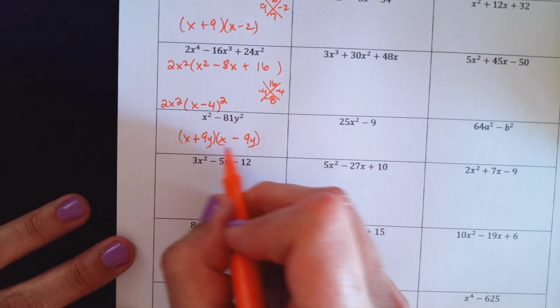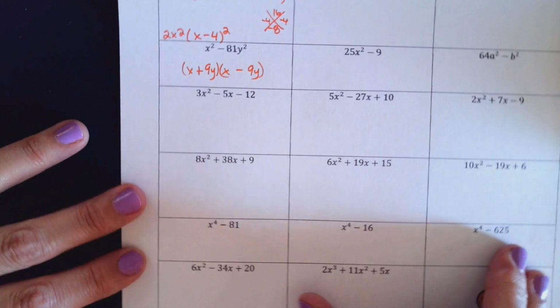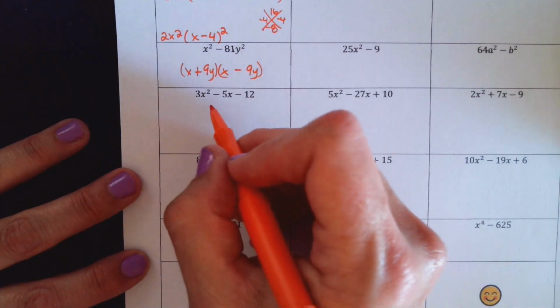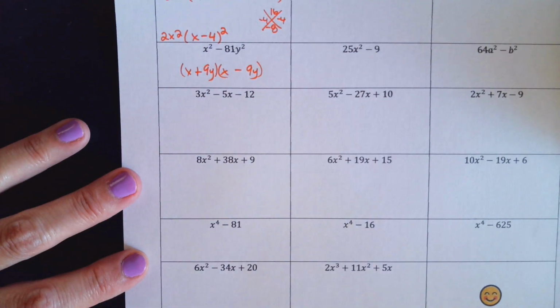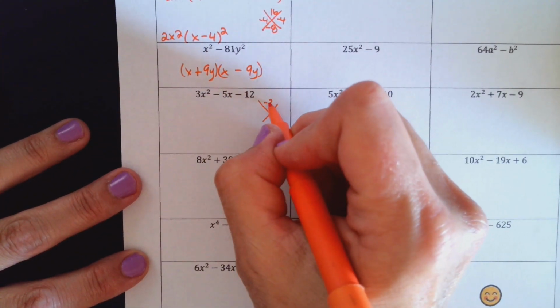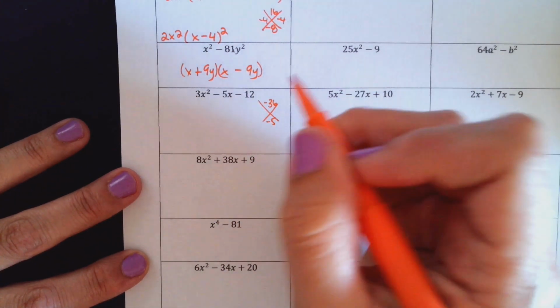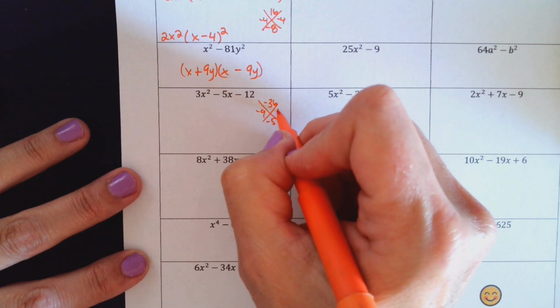But also it makes the outside and the inside cancel, and so that's why there's no middle. Okay, next row is just what we've been doing recently. I see nothing in common, so no GCF to worry about. Let's see, 3 times 12, so negative 36, and then negative 5. I use 9 and 4, so negative 9 and then 4 here.